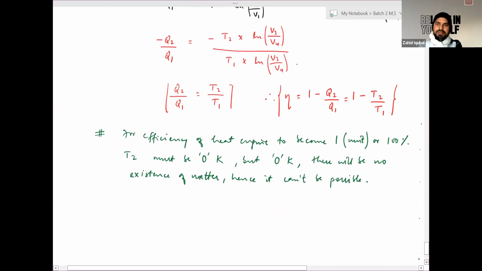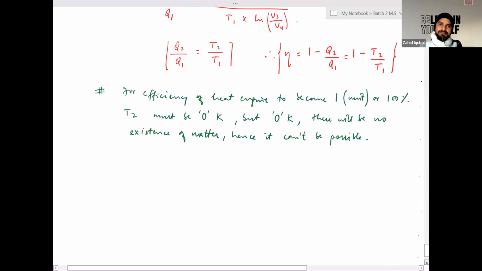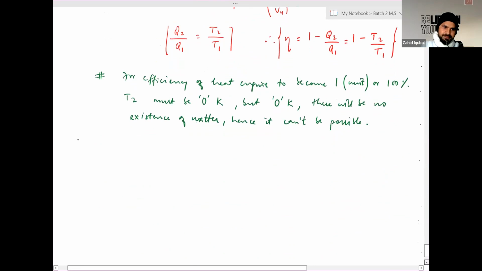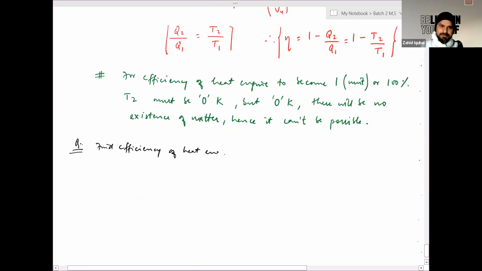Now, according to the last formula, you will be asked to calculate some numericals. First, find the efficiency of a heat engine working between ice point and steam point.